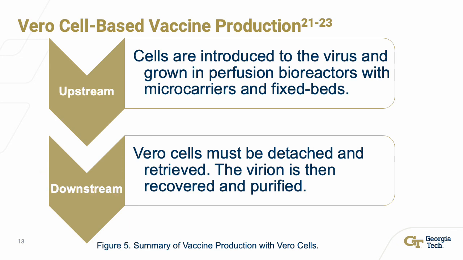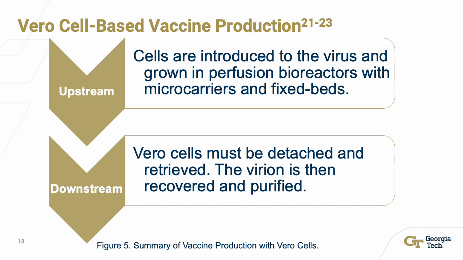During the upstream phase, the virus is introduced to the cells and then grown with a perfusion bioreactor with microcarriers and fixed bed technology. This is ideal because the fixed bed technology minimizes shear stress and contact with gas bubbles. The perfusion system eliminates the need for a retention system and risk of fouling filters.